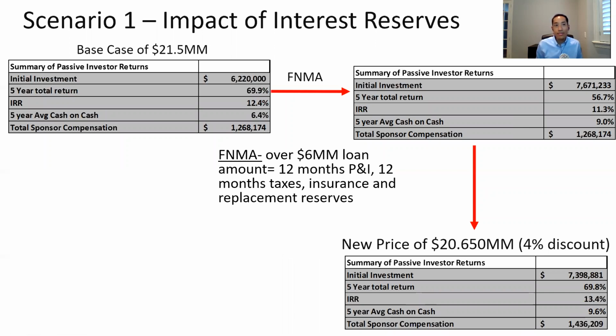Deals are still getting done right now, right? So we assumed a base case of 21.5, with an initial investment of 6.2. On Fannie Mae, you drop in 1.4 million in reserves, and your returns go down. So what discount do you have to get to make the same return? Essentially, that's what you want. Your investors want the same return. On that initial investment of 7.4 million, the only way you can get to the same return is to drop the price. So we're going from 21.5 to 20.65, and you get to the same 70% return.